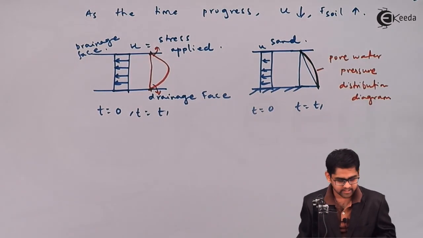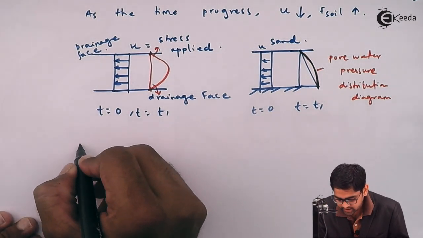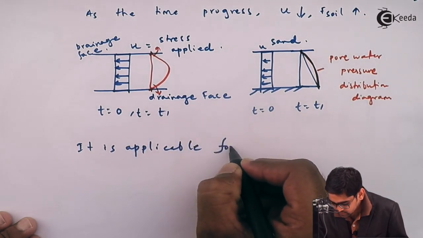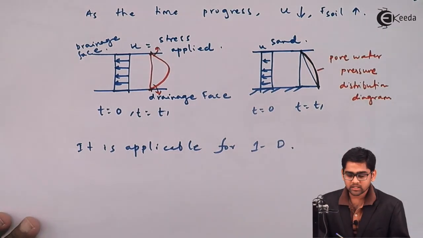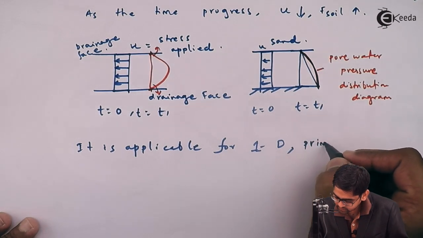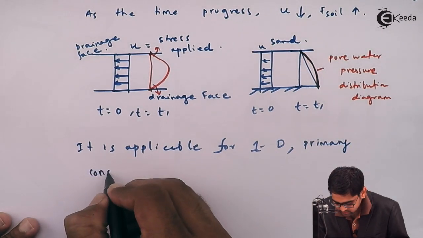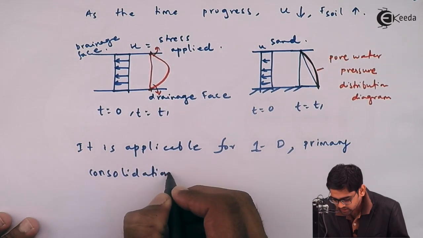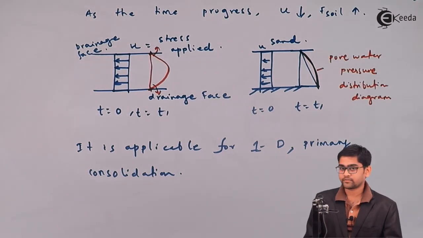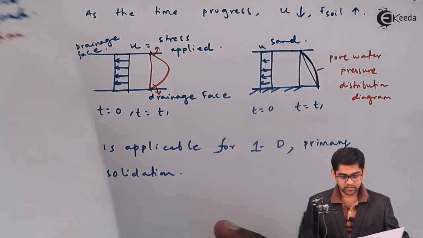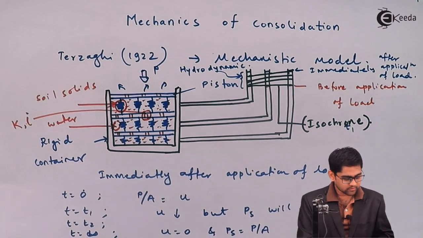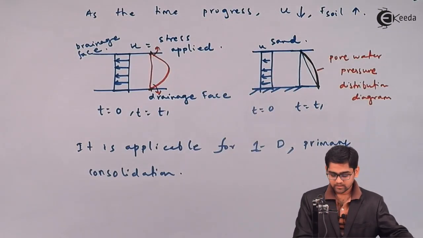Whatever I have discussed about the mechanics of consolidation is applicable for one-dimensional primary consolidation. This particular model is not at all applicable for the secondary consolidation, which occurs at constant effective stress. Here the effective stresses in the soil will be changing with respect to time.